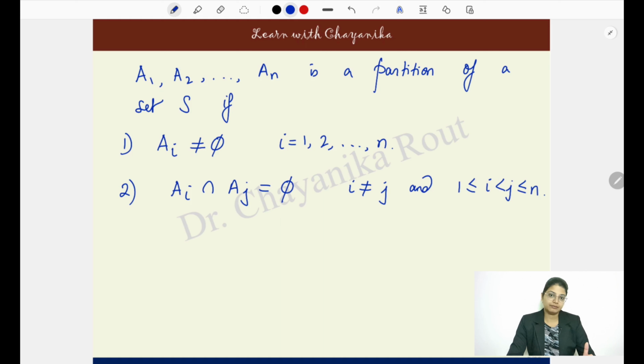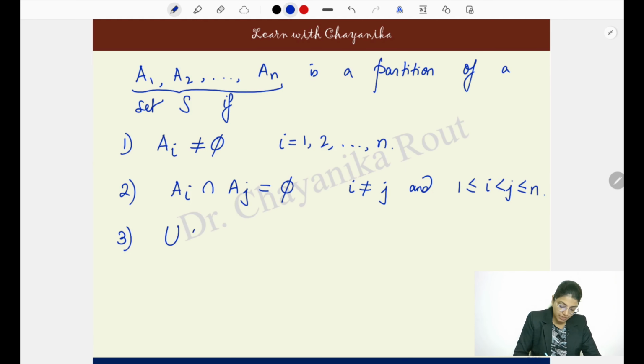So what does this point mean? Basically, it means that any two subsets from this collection of subsets will be disjoint. That means no two subsets of this collection will have a common element among them. And definitely we are talking here about two different subsets taken from this collection. That is why i should not be equal to j. And the third point is, if we take the union of all these subsets, that is I am taking the union of all the Ai's, i running from 1 to n, then that union must give me the whole set S. So these three points are to be kept in mind while creating the partition of any set.